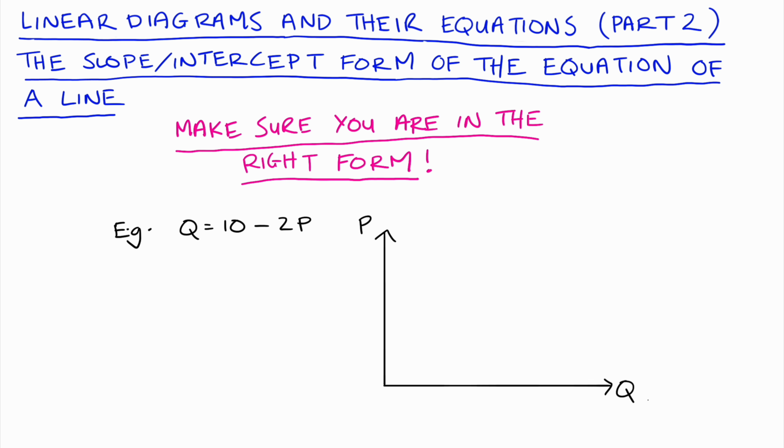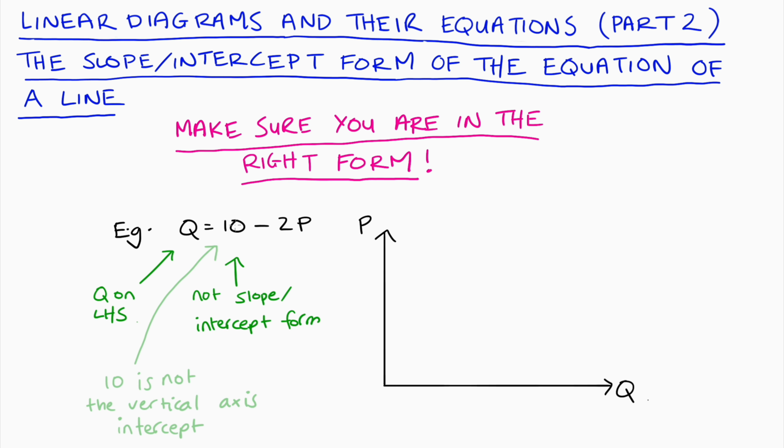So this equation is actually not in the slope-intercept form because quantity is on the left-hand side of the equality and not p. So 10 is not the vertical axis intercept and -2 is not the slope. We would need price on the left-hand side for it to be in the right form. I encounter students making this mistake all of the time, and it's really sad when I see this on exams because students end up losing a lot of marks as a result.